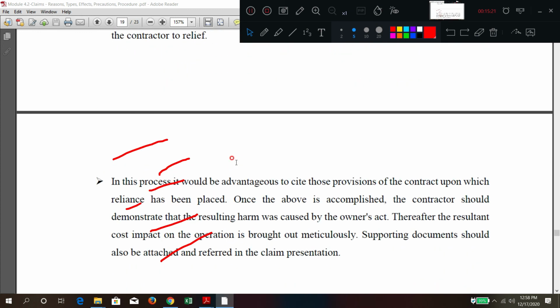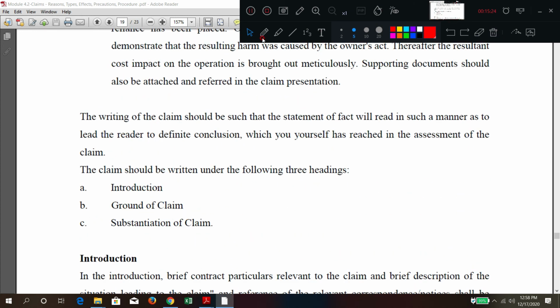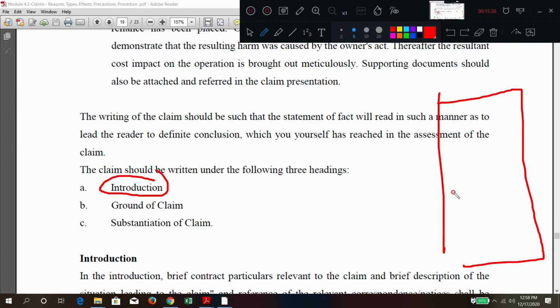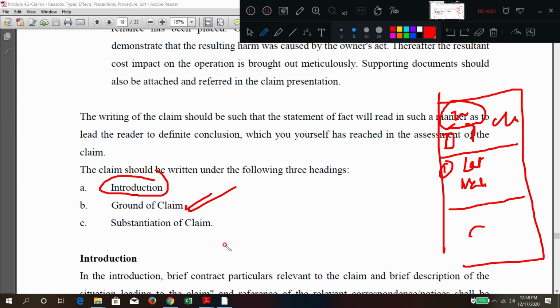Generally, a claim contains three statements. What are the three statements? If you are writing a claim letter, it contains the introduction, grounds of claim, and substantiation. Substantiation means monetary conversion. Introduction means: we are doing this type of work, and when we were performing these works on this day, this disruption or this deviation happened. So we are claiming under this clause. Second, grounds of claim means the point of claim, for example a late issue of drawings or a variation. Like that, you can go for grounds of claim.